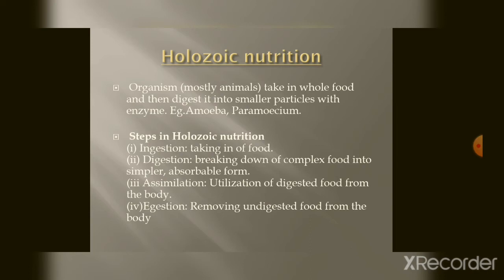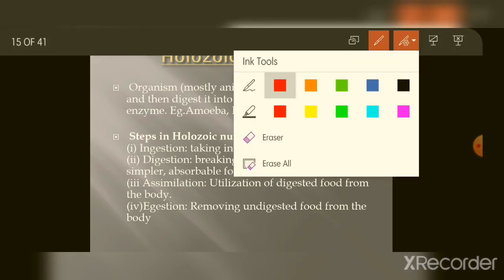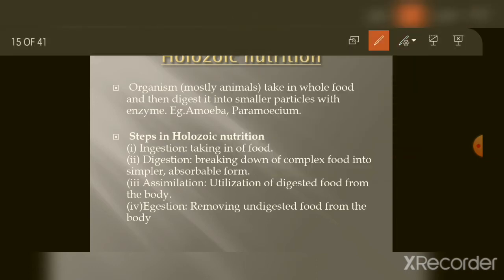So holozoic nutrition. When we see about holozoic nutrition, they take in food in solid form, that is, whole food, and then digest it into smaller particles with the enzymes or digestive juices in them. For example, they have given amoeba and paramecium. The steps in holozoic nutrition are, the first one is ingestion, which is the process of taking in of food.